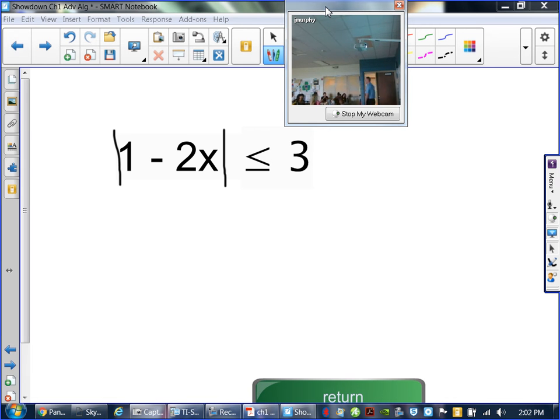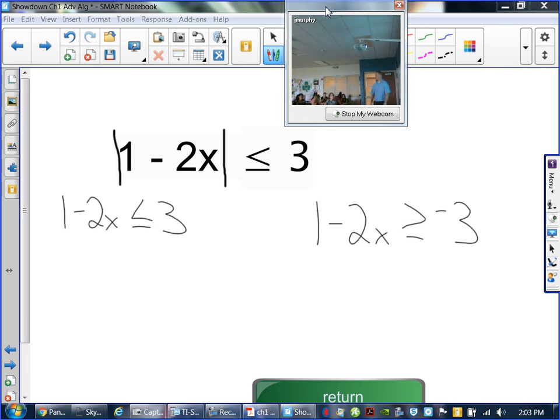Ooh, absolute value inequality. Do you remember absolute value inequality? A little bit, okay. So what happens here is you have 2 inequalities you're going to solve for. You set it up with one of them being exactly the same as you see, and the other where you change the sign, and then you solve them independently.